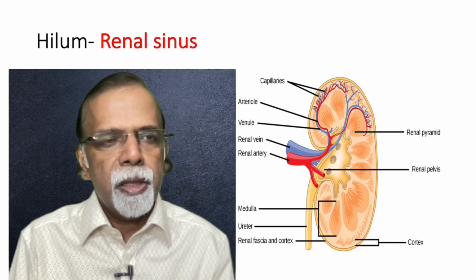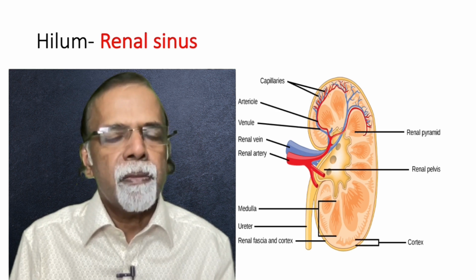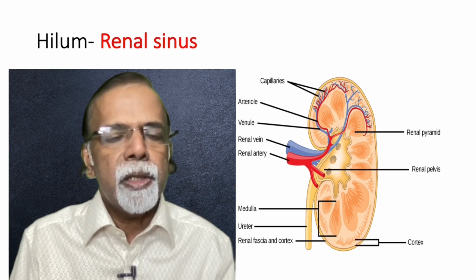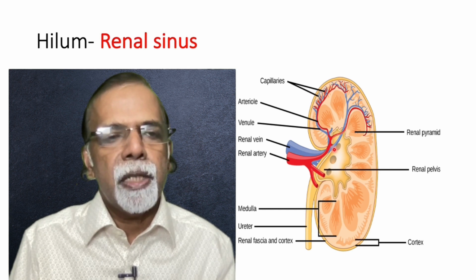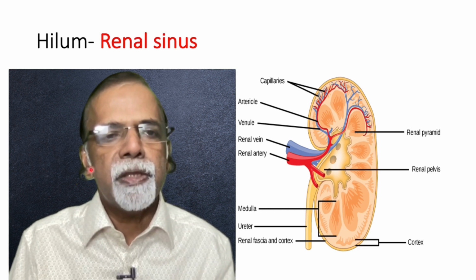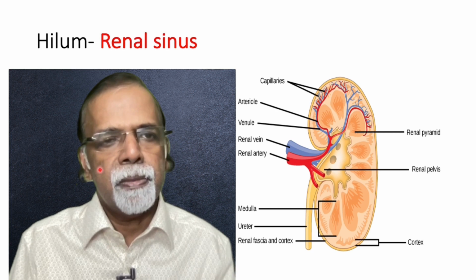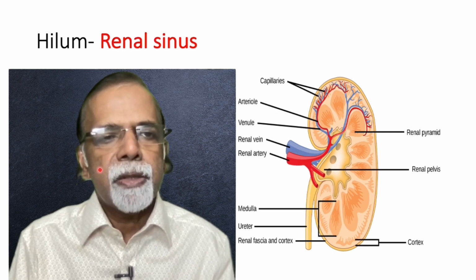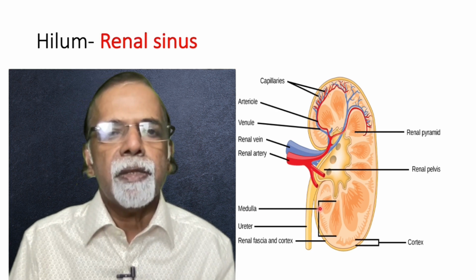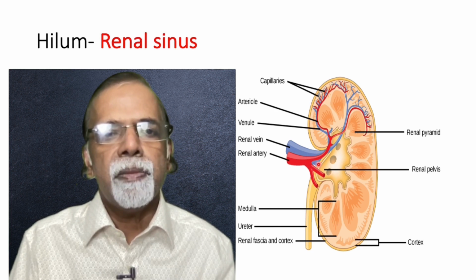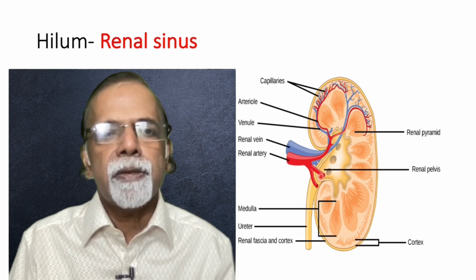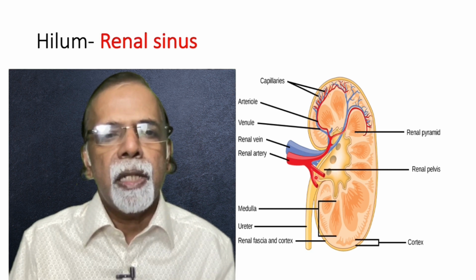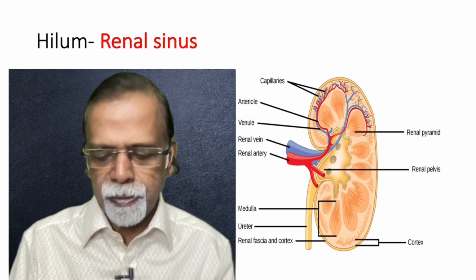What is the difference between hilum and renal pelvis? The hilum opens into the renal sinus. So this part is the hilum, it opens into the renal sinus which includes the renal pelvis and the vessels. And the renal pelvis leads on to the major and minor calyxes. So here you can see the hilum. This part which contains the blood vessels is the renal sinus, and the renal pelvis leads on to the major and minor calyxes.